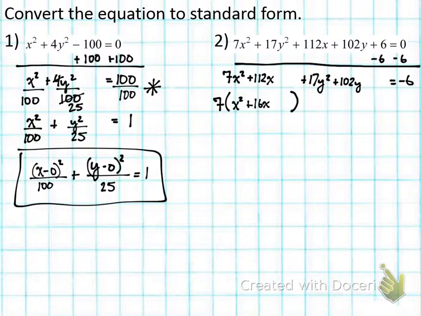Then we're going to do the same thing here. Is a equal to 1 on the y's? No, it's equal to 17. We don't want it to be equal to 17, so we're going to factor out a 17 here, and hopefully it factors out a 102 also. So I'm going to factor out positive 17. I know that 17 times y squared is equal to 17y squared. And then 17 times positive 6y is equal to 102y. Okay? Bring down the equals to negative 6.